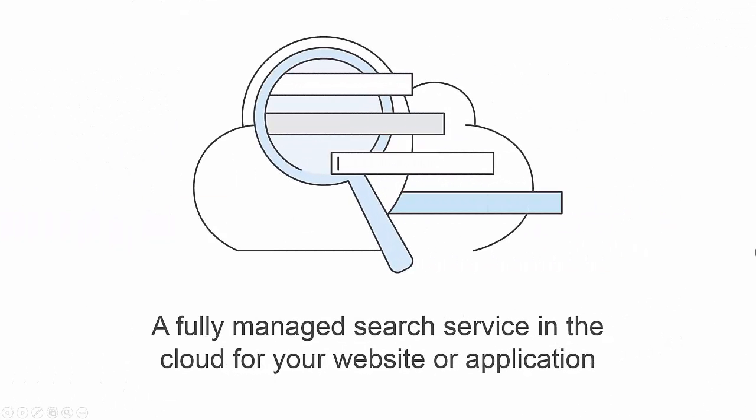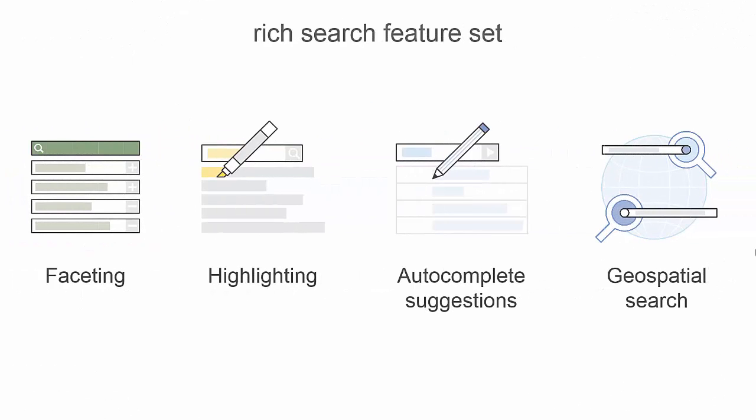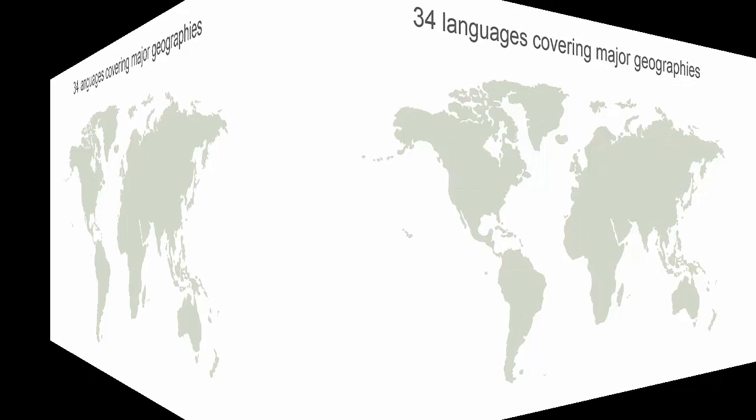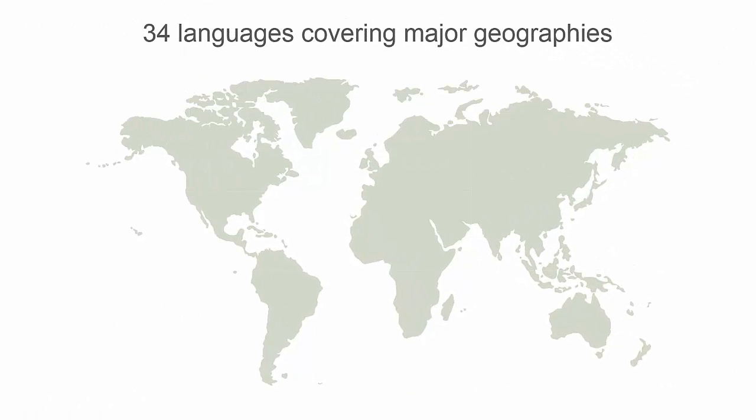Amazon CloudSearch makes it easy to launch search functionality for your website or application in the cloud. With a rich search feature set, including faceting, highlighting, autocomplete suggestions, geospatial search, and much more. Supporting 34 major languages so you can go global on day one.